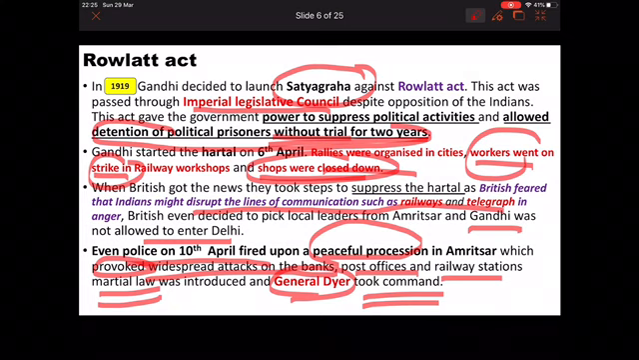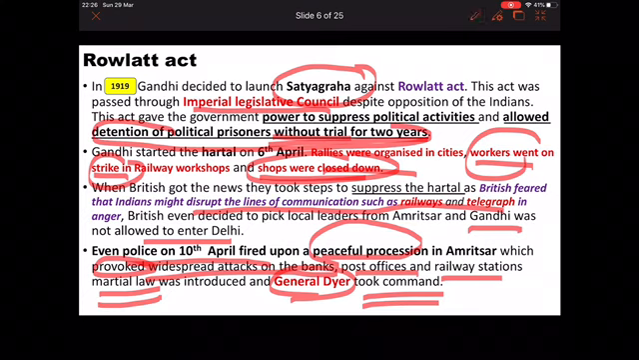The mistake that the British made was that the local police, operating under British authorities, fired on a peaceful procession in Amritsar, and the whole situation went out of control. As people got angry, they started attacking the banks, the symbols of the British, post offices and railway stations. Ordinary law was suspended, and during the suspension of ordinary law, martial law was introduced.